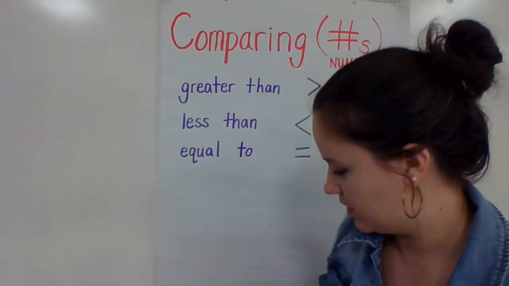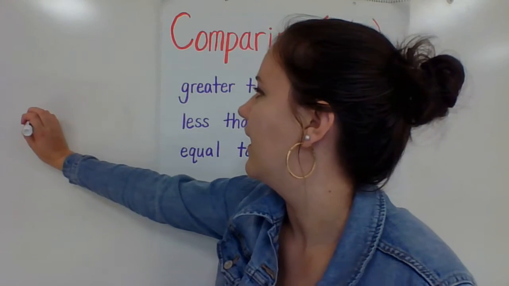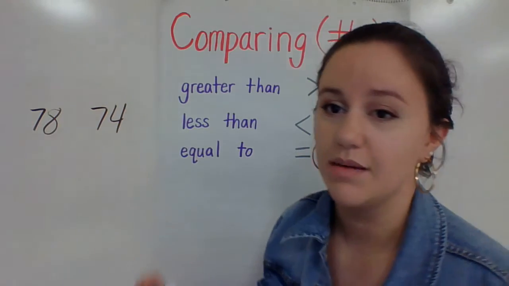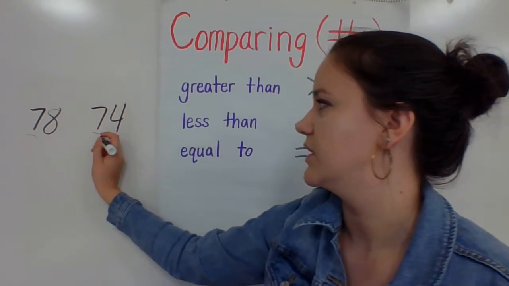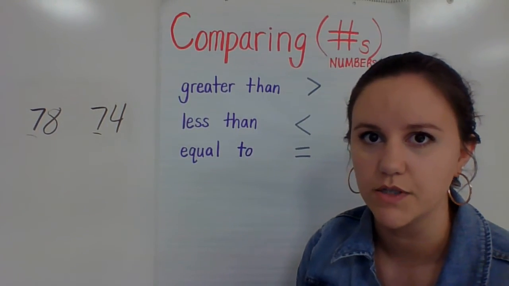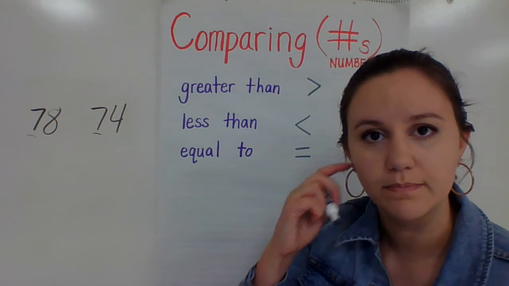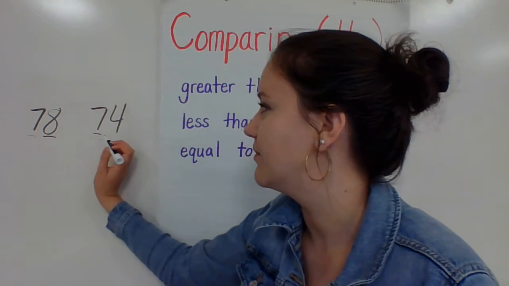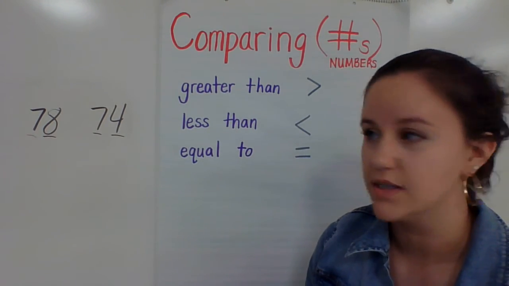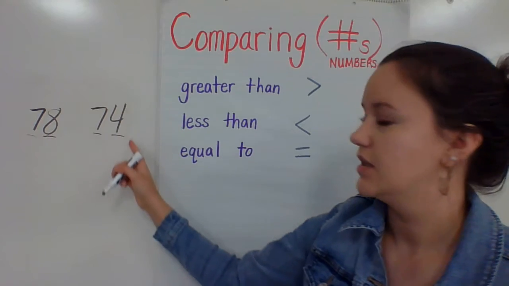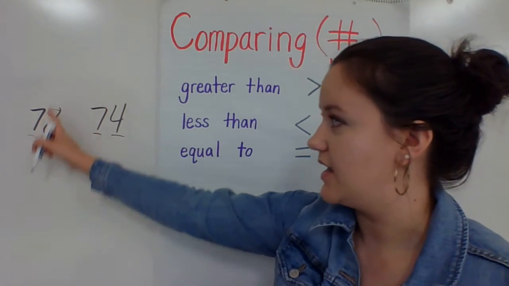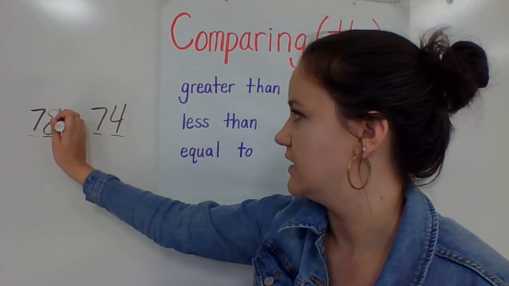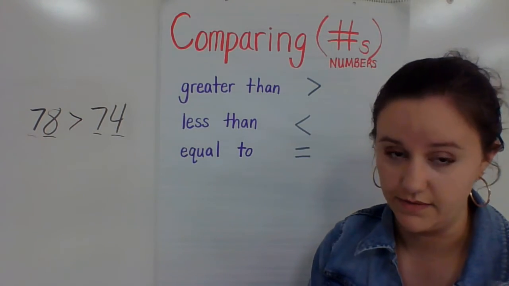And remember, if we get two numbers that have the same number of tens, if we compare the tens place first, oh, they both have 7 tens. What do I do now? Do you remember? Now I have to look at the ones. They have the same number of tens, so now I have to look at the ones. So I'm comparing 8 ones to 4 ones. 8 is greater than 4. Therefore, 78 is greater than 74.